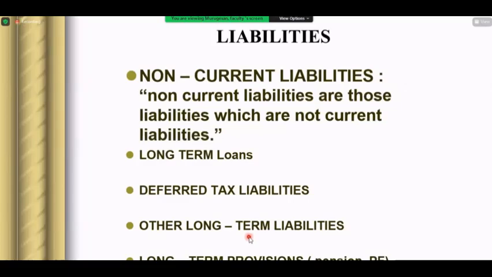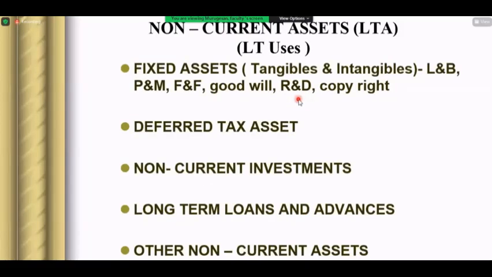Other long-term liabilities other than that, for example, pension provisions, PF provisions, because they are long-term provisions, will also come under non-current liabilities. Okay, friends? Other term liabilities, that is from close relatives or others agreeing to pay after 3 years, after 5 years, will also come under NCL. Okay, friends? That was the definition part, the components part.